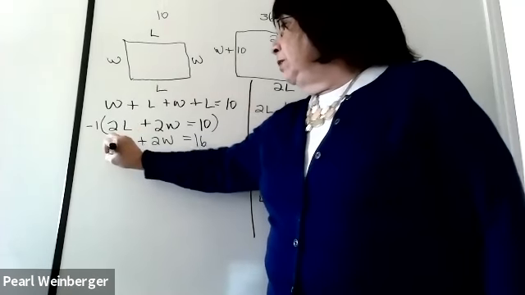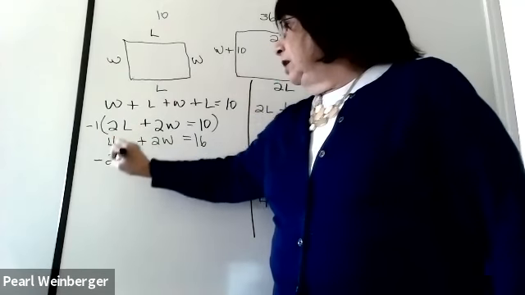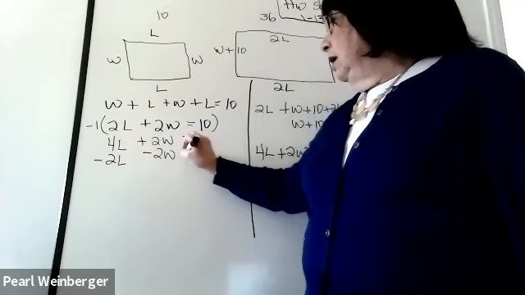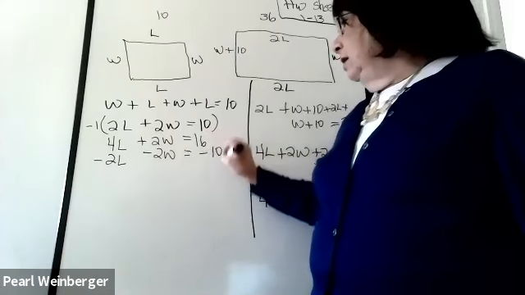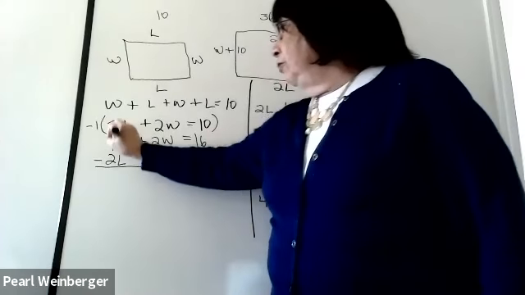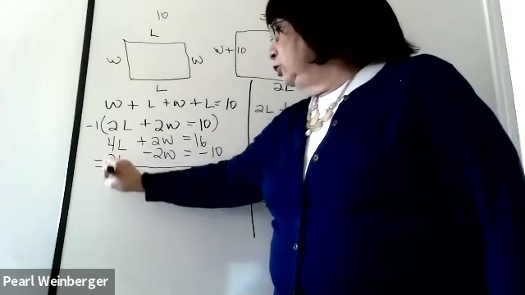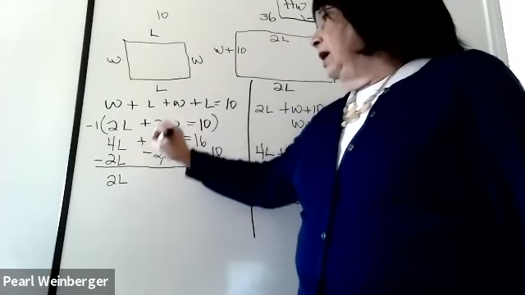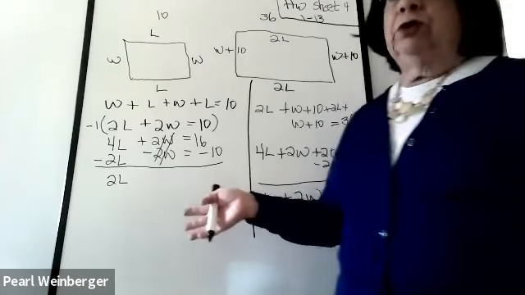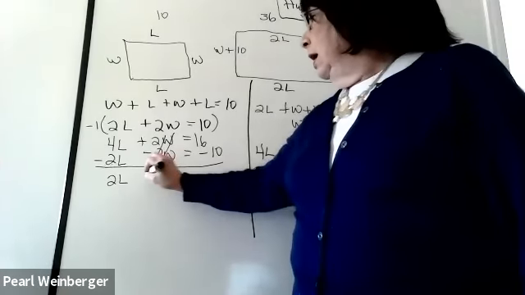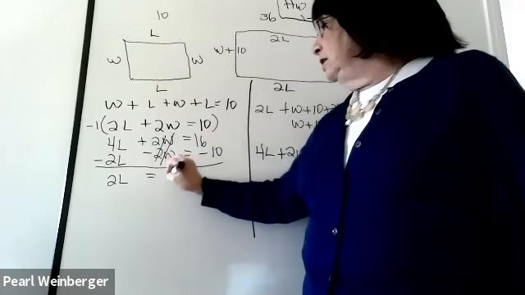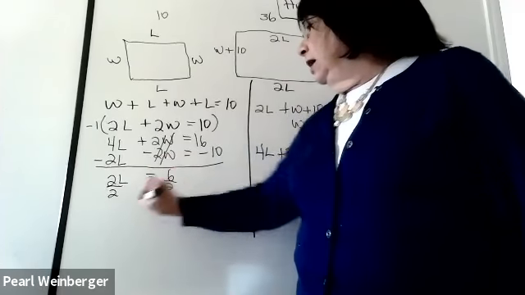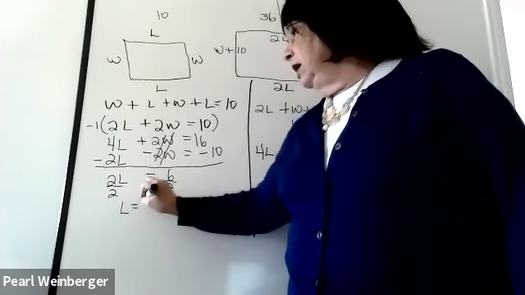Multiplying that top equation by -1 gives me -2L minus 2W equals -10. And now when I add them, 4L and minus 2L give me 2L. 2W and -2W cancel out, and that's all we're trying to do. We're trying to get rid of those W's. And 16 minus 10 is 6. So that gives me L equals 3.